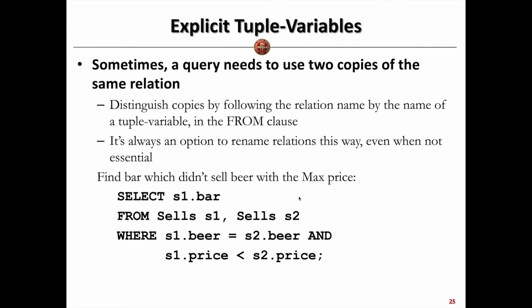In this query, we use the sales table twice. We have S1, S2, the names of two copies of the same relation. In the condition, we have the first one denoting the join condition between these two copies. The second one denotes that this bar never sells the beer with the max price. It is less than some price in the table, right? Okay, this is a multi-relation query based on two copies of the same relation.